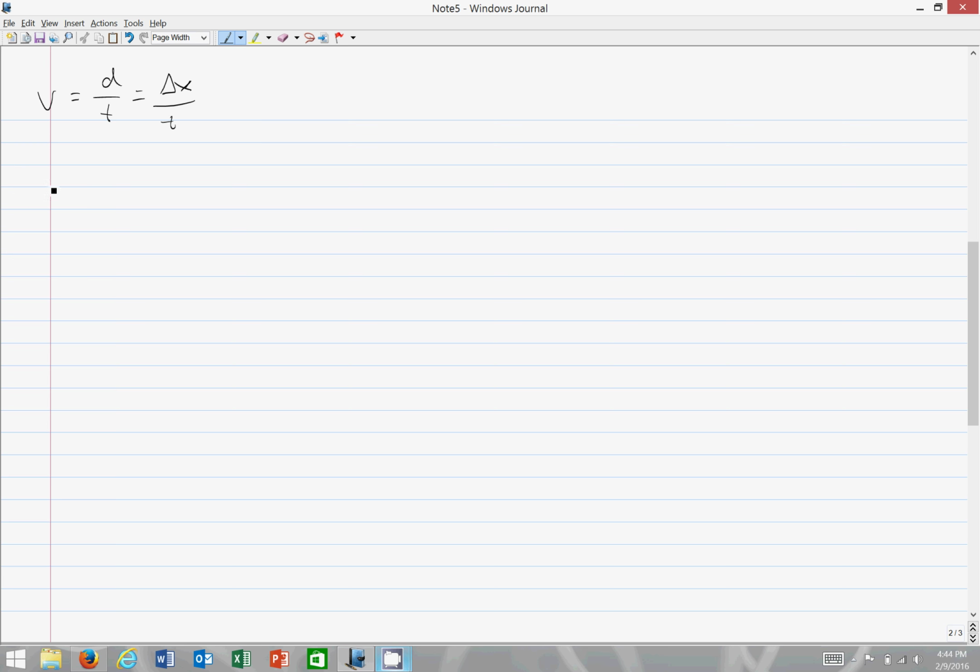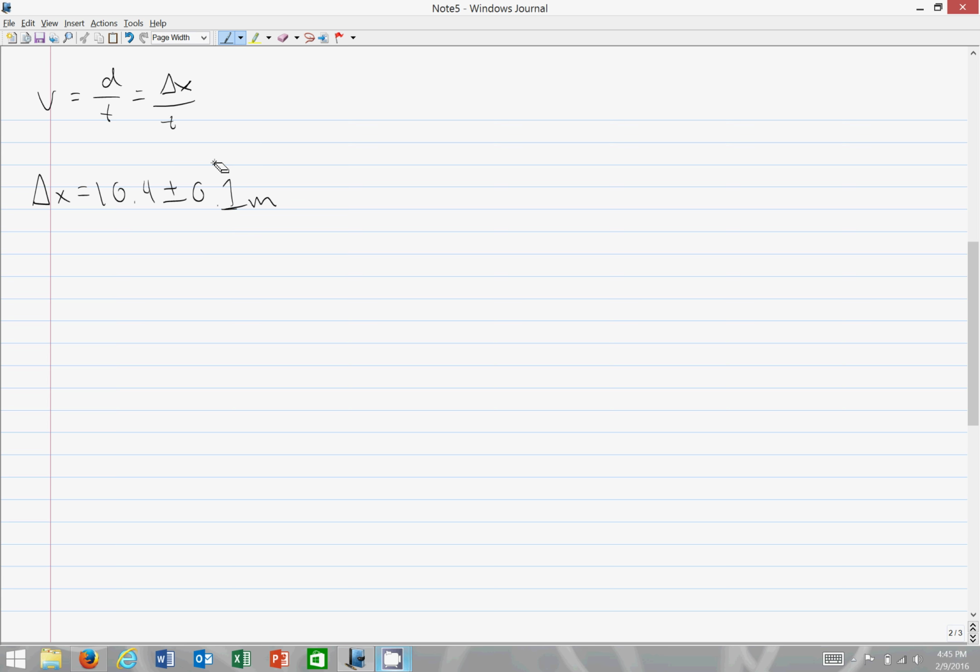I measured my distance, my delta x, which is equal to 10.4 plus or minus 0.1 meters. I'm getting this number by assuming that maybe my hand wasn't at this location. Maybe my hand was at this location the first time I dropped it, at this location the second time, and at this location the third time. So I'm saying plus or minus 0.1 meters for my uncertainty.